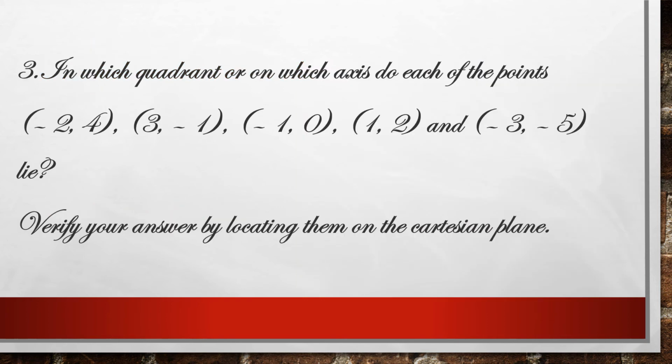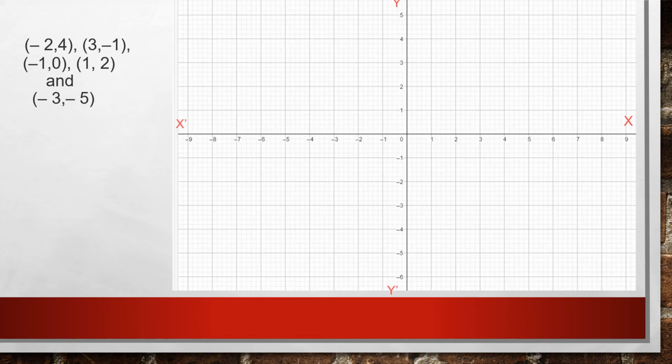The next question is, in which quadrant or on which axis does each of the points lie? We should verify the answer by locating them on the Cartesian plane. Let us do this sum. Now let us plot the points one by one. Minus 2 comma 4 first. Minus 2 we see on the x-axis, the horizontal axis, and 4 on the y-axis. So minus 2 and 4 meet here. So minus 2 comma 4.